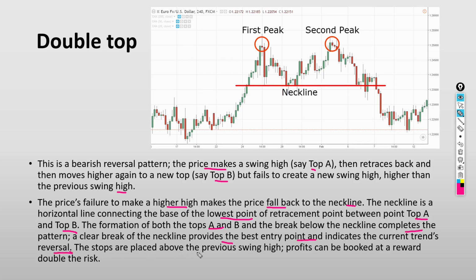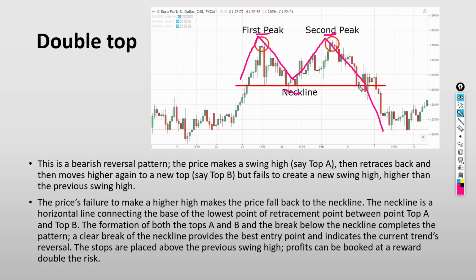So the stops are placed above the previous swing high, and then profits can be booked as a reward of double the risk. Okay, so we are saying that after the price forms the swing high, it comes down. Here, this is the first level of resistance. Here, it forms a level of support. So it goes high once again, but it comes to meet this level of support and bounces off, and it fails. After it has failed and then it breaks that level of support, that confirms a double top.